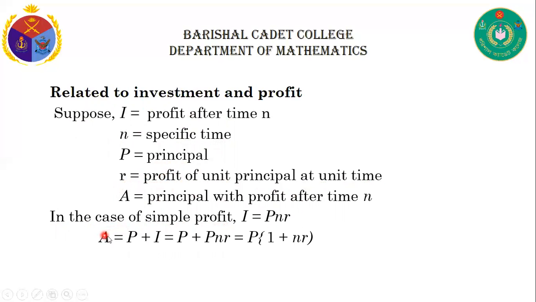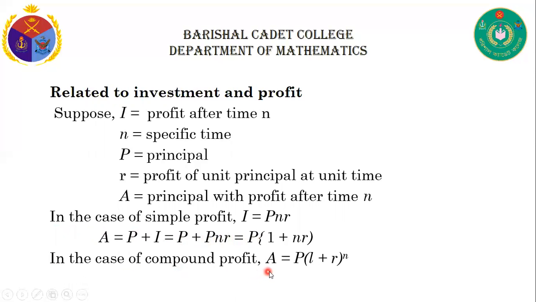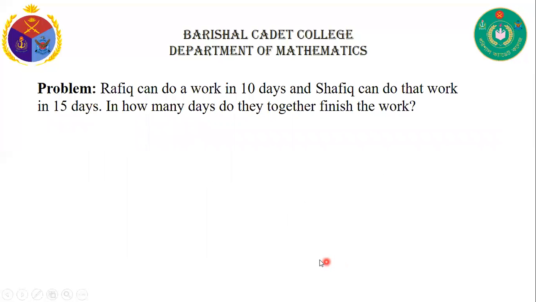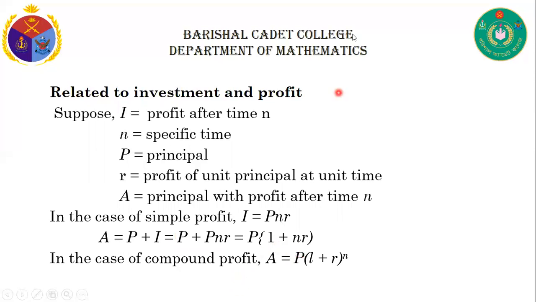So here A equals P plus I, equals P plus P n r, equals P into (1 plus n r). And in case of compound profit, A equals P into (1 plus r) to the power n. So boys, that's the total formula we have. If you understood this, then it is very easy to solve the problem.